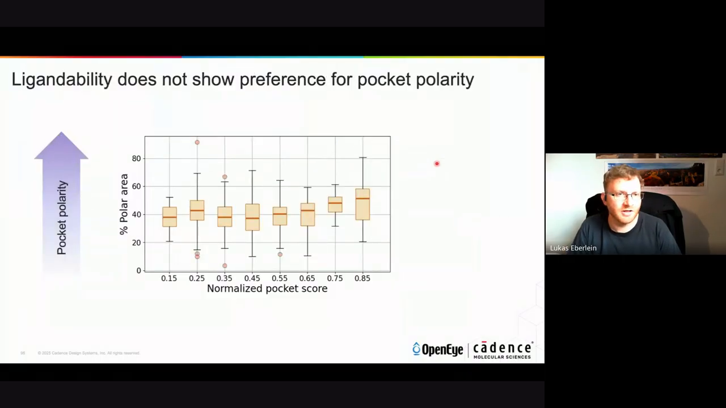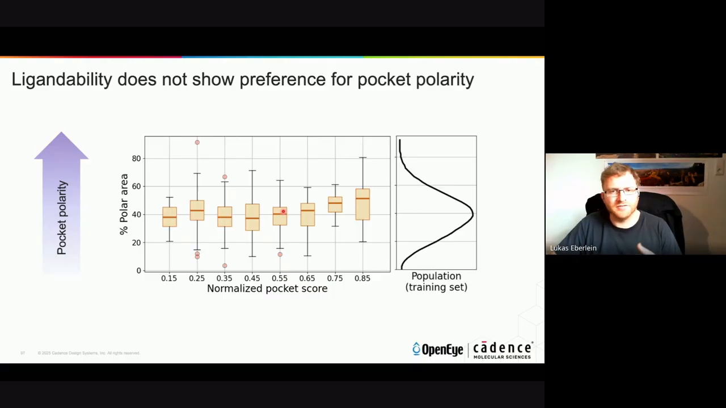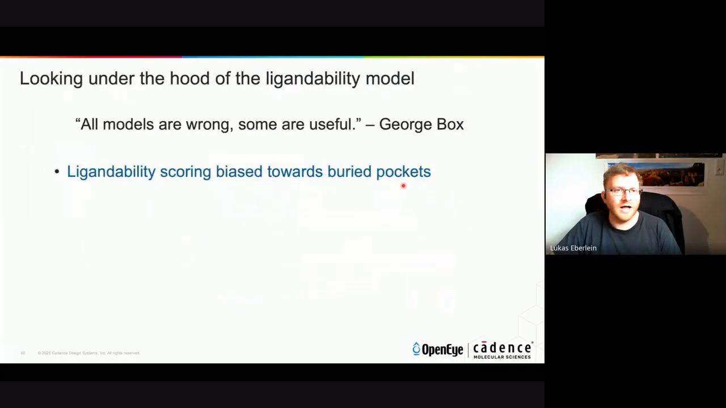The next thing is pocket polarity. And for pocket polarity, we don't observe such a trend. So most of the known pockets have a similar polarity, and this is also very well reflecting the population in our training data set. So our ligandability model is biased towards buried pockets, which can be good, can be bad.